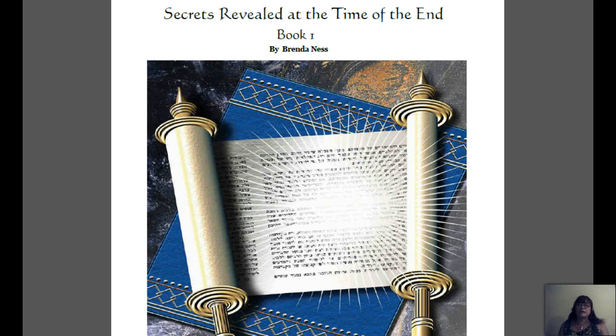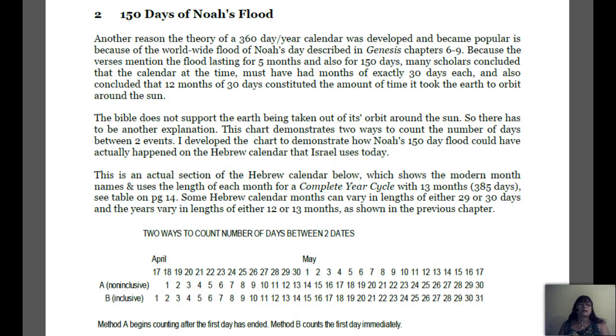Secrets Revealed at the Time of the End 2. Chapter 2. 150 Days of Noah's Flood. Another reason the theory of a 360-day year calendar was developed and became popular is because of the worldwide flood of Noah's day described in Genesis chapter 6 through 9.